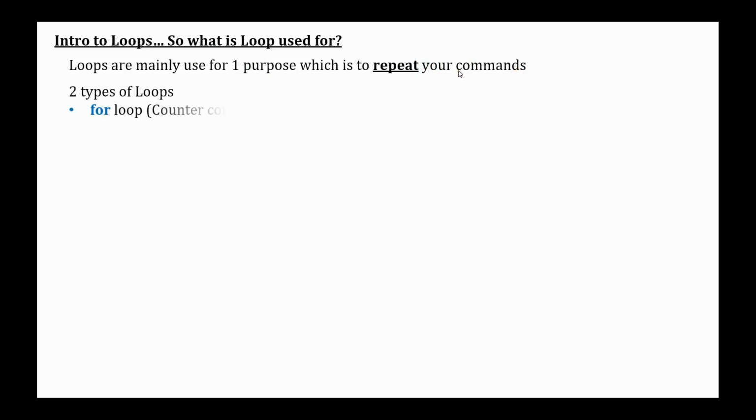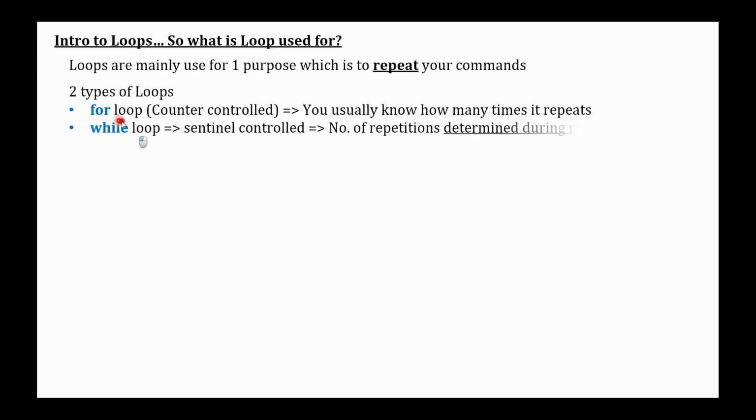So there are two types of loops. One is called a for loop and one is called a while loop. For loops, we also call them counter controlled loops. You usually know how many times it's going to repeat. So let's say you know you are going to repeat doing something 5 times, you would use a for loop.